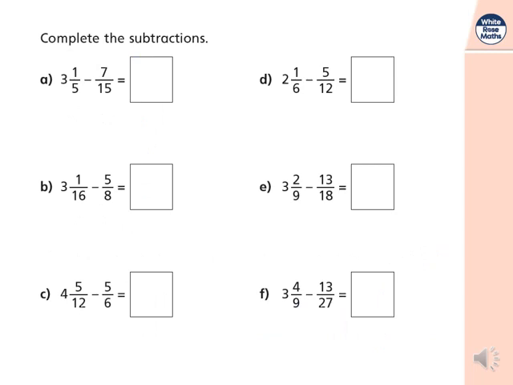Same again, have a go at these 6 questions. Complete the subtractions. Again, before you go, have a look, what will you have to change if the denominators are not the same, what will you change them to? And then have a go at breaking the whole.